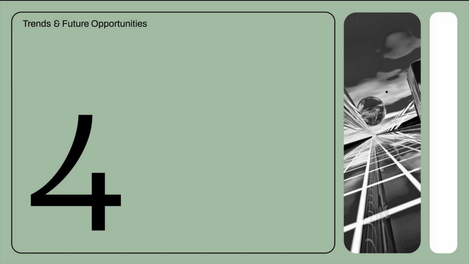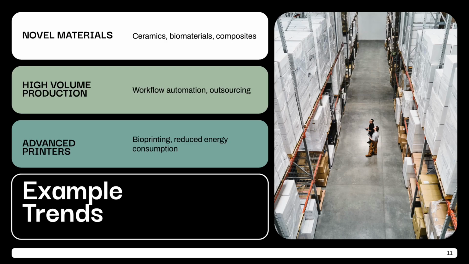Next up are trends and future opportunities. Some examples of recent trends include novel materials. This includes 3D printing with ceramics, biomaterials, and composites. Another popular area of research for this is high volume production. Additive manufacturing can be great for making super detailed parts, but is not the most efficient manufacturing process.